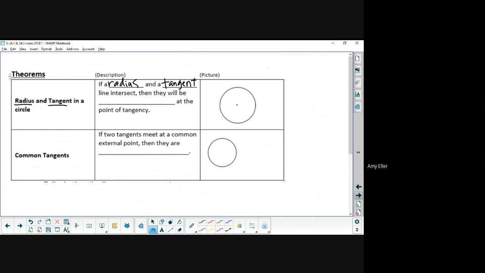So draw any radius you want. We just learned what a radius is, from the center to any point on the circle. A radius and a tangent intersect. So I have to draw a tangent now. Now I can't draw this tangent because those don't intersect. I have to draw a tangent that will touch the radius. So it's going to have to touch in this 1 point here.